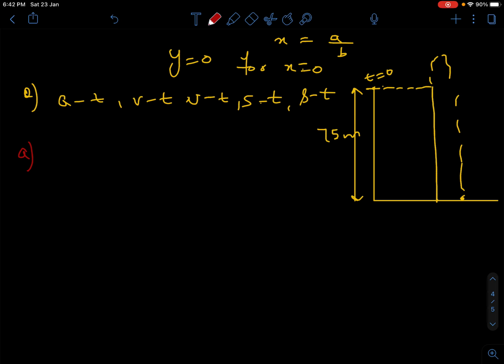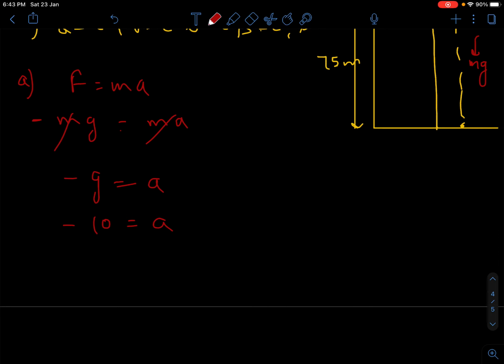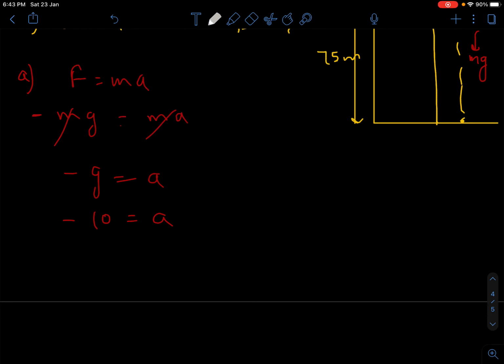A part: acceleration-time. So when we talk about acceleration, here mg will be acting downwards. As we know, F equals ma. That means mg equals ma. It will be minus mg, right? Minus mg. So m cancels, so minus g equals a, and let's take g as 10. So acceleration is equal to minus 10. So how will the graph look like? Let's make the graph.